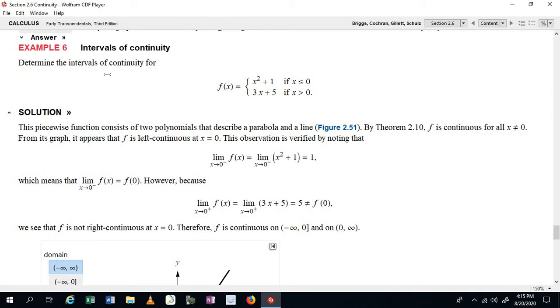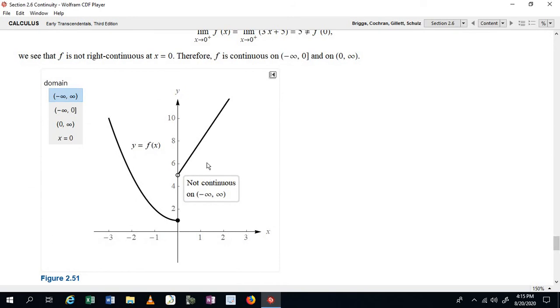All right, so we're going to determine the intervals of continuity for this function, which, by the way, is a piecewise function. Notice the output of this function is x squared plus 1 as long as x is less than or equal to 0, but it's actually 3x plus 5 if x is greater than 0. I think the easiest way to approach this is to graph this function. And so the graph of this function would look like this.